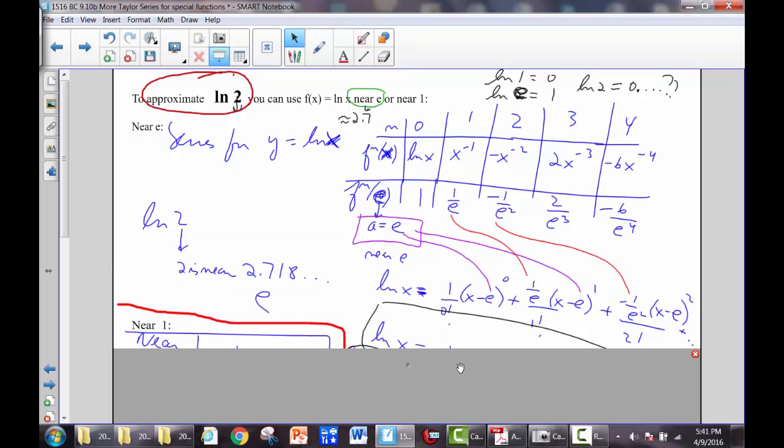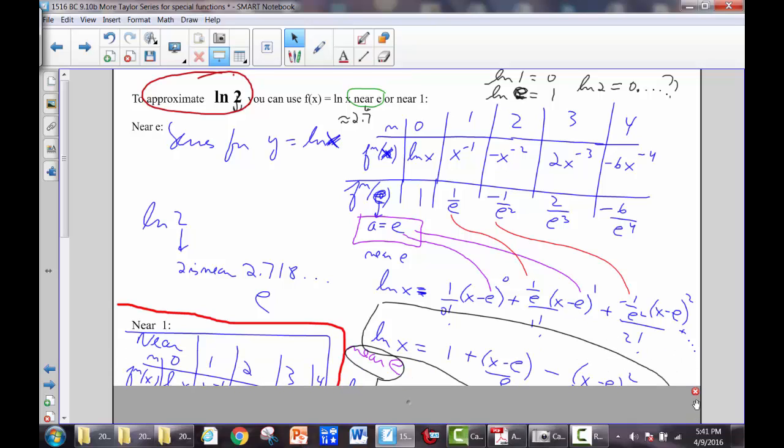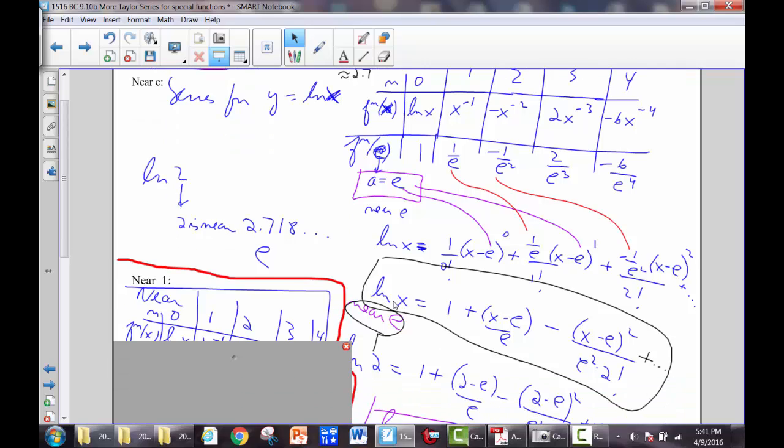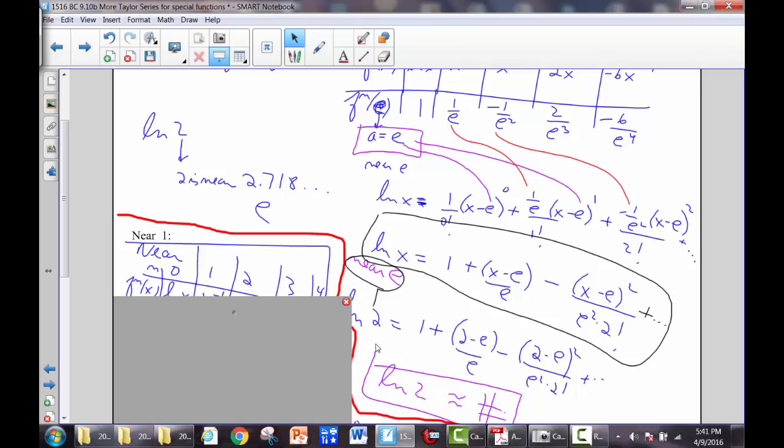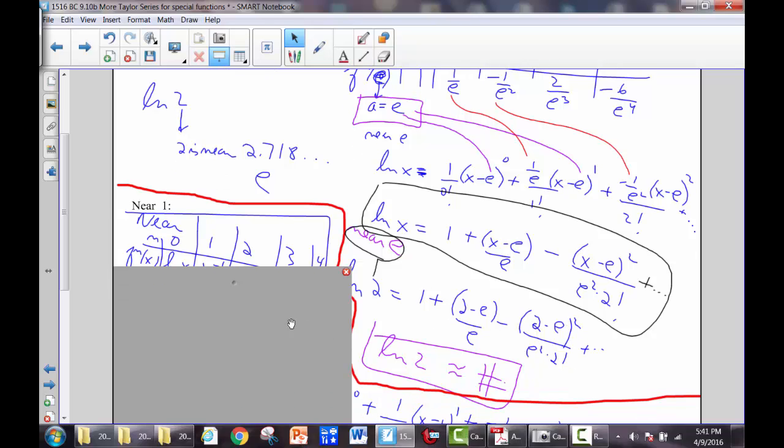So you could say ln x is equal to 1 over 0 factorial times (x minus e) to the 0, plus 1 over e over 1 factorial, etc., which would give you ln of x is 1 plus (x minus e) over e, etc. Therefore you could replace the x by 2, and it would be 1 plus (2 minus e) over e. You just replace all the x's by 2 and then use a calculator.